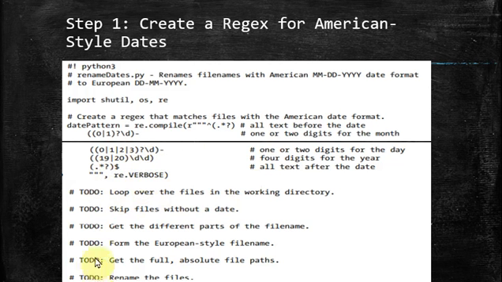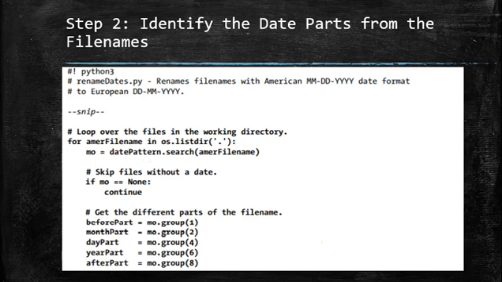Okay, and next is a to do section. That is nothing but what are the other things you have to do. You have to loop over the files in the current working directory, and after looping, if there are any files which do not have any date, then you are going to skip that. If you get any file names which have the date part, then we are going to get the different parts of the file name. So this is what you have to do in step 2.